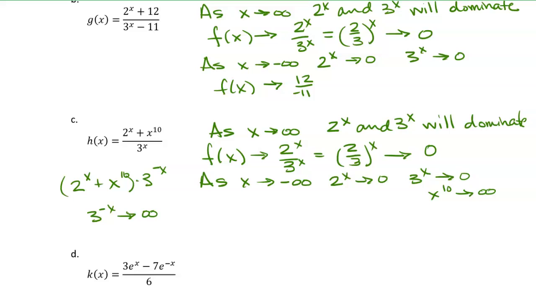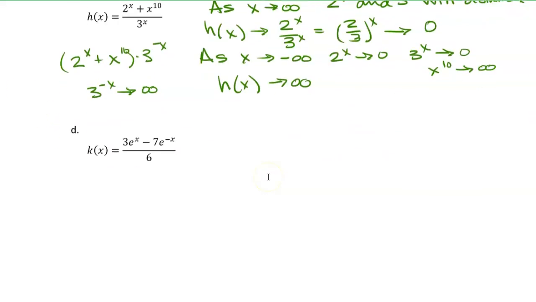So I would predict that... wait, this is h, not f, isn't it? I think I used it wrong up here as well. So let's make this g. This was also g. This is h. Okay. So what's happening to h? I would predict that h of x goes to infinity.